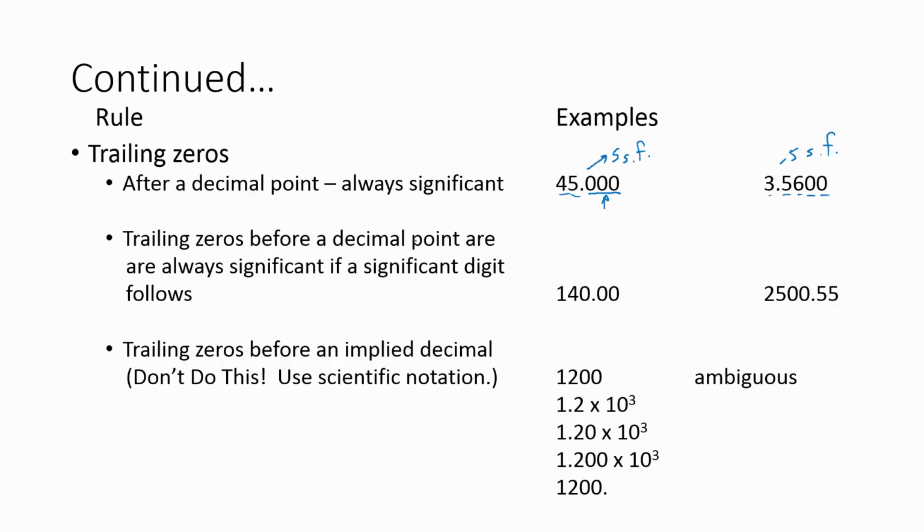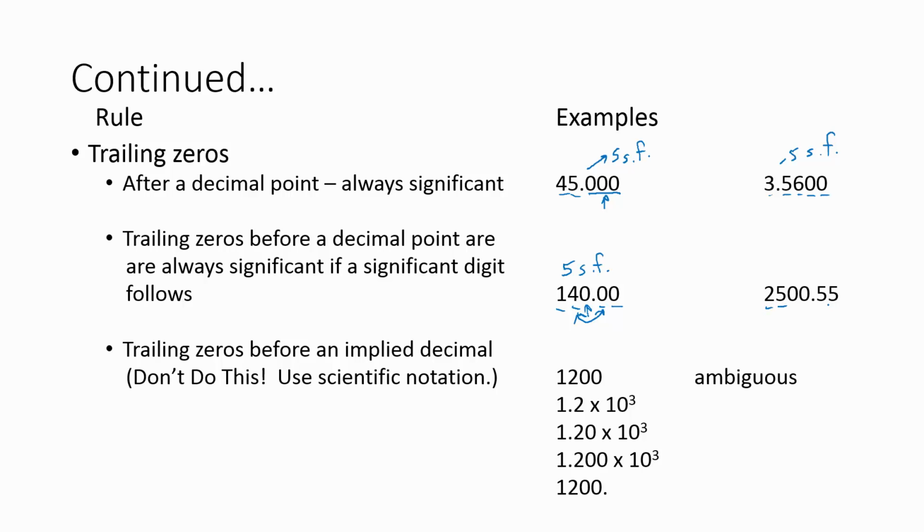Okay. Trailing zeros before a decimal point are always significant if there's a significant digit after them. Okay, so 1 and 4, those are significant. Everything after the decimal point is significant. So this 0 here is kind of following that same rule of it's trapped between two other significant digits, so it is also significant. It also must have been measured. So again, in this case, we have 5 significant digits.